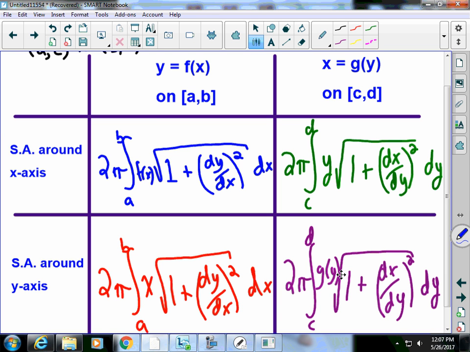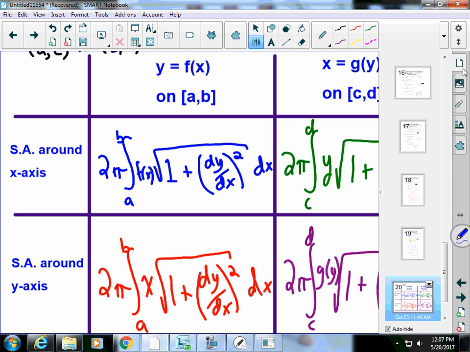In other words, if I'm in terms of x and I'm going around the same axis that I'm in terms of, I use the function. If I'm not in the same terms as the axis I'm going about, then I use the variable.